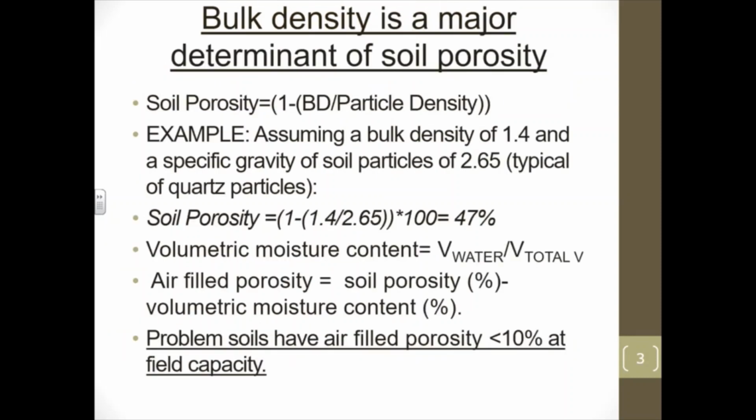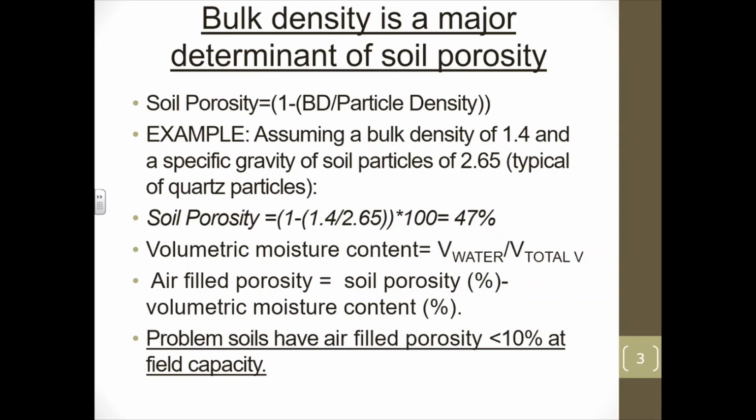Why do we measure it? Well, because it's a major determinant of soil characteristics, one of which is soil porosity. Soil porosity is really simply 1 minus the bulk density divided by the particle density. Example: if the soil has a bulk density of 1.4, and you notice I'm not using units because they're numerically equivalent, it's 1.4, and a specific gravity of quartz of 2.65. If you've got other materials in a heavy mineral soil, you may have a higher number than 2.65. Soil porosity is simply 1 minus 1.4 over 2.65, a straightforward equation, times 100, gives you 46%.